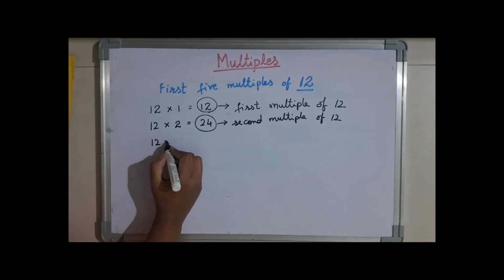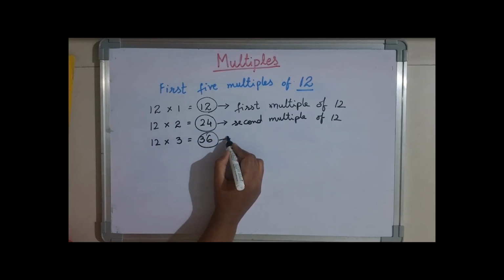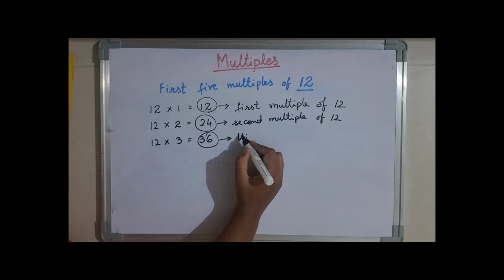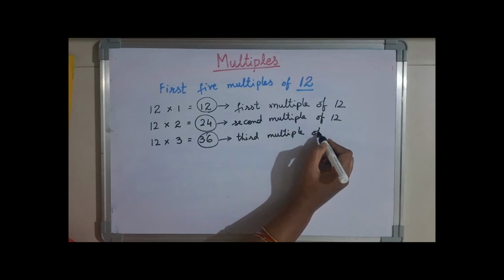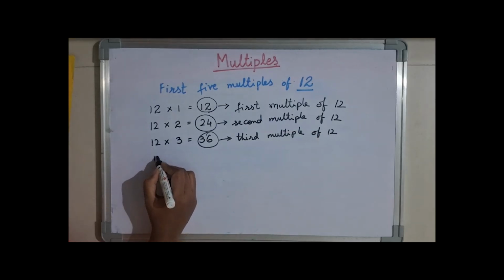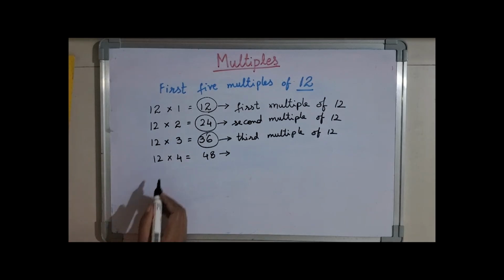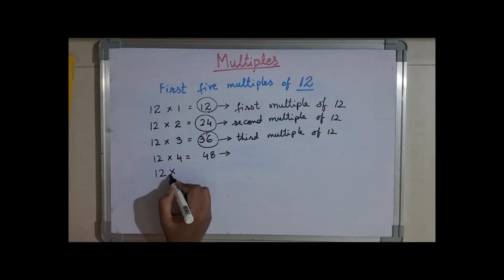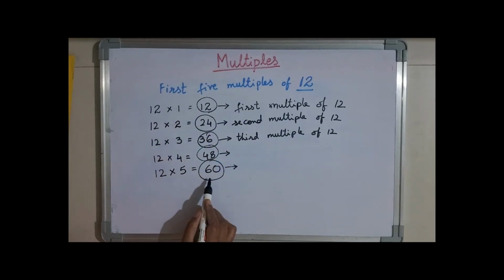Similarly, when 12 is multiplied by 3, we get 36. This is the third multiple of 12. Similarly, 12 into 4, we get 48. 48 is the fourth multiple of 12. 12 multiplied by 5, we get 60. 60 is the fifth multiple of 12. So these are the first 5 multiples of 12.